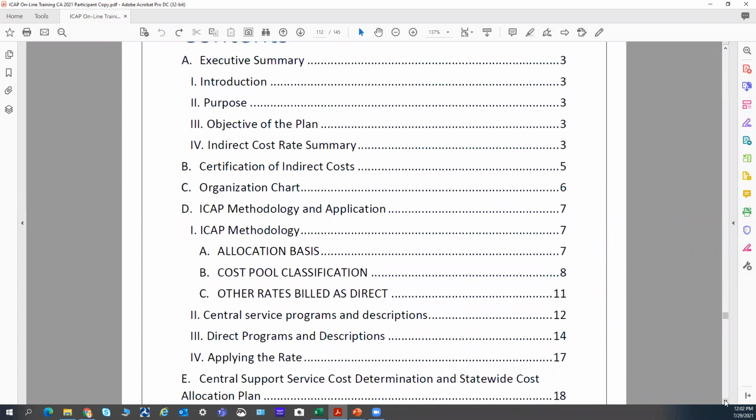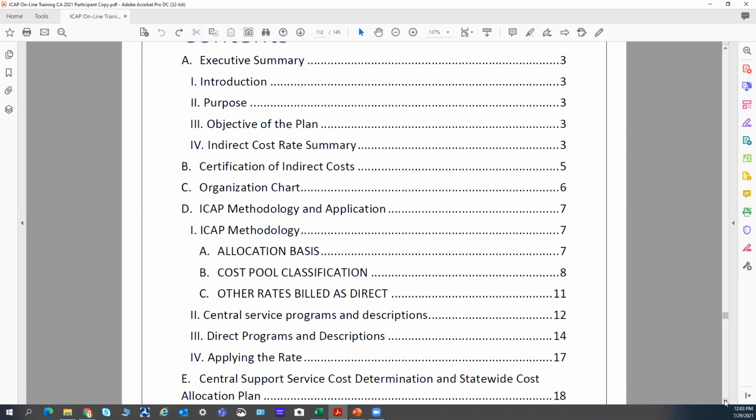So all of those points, if you just follow this table of contents, these are the most important points that we need to make sure are in an ICAP. How it's described, the methodology behind it, and the process is going to vary widely based on, like Eric said, systems.